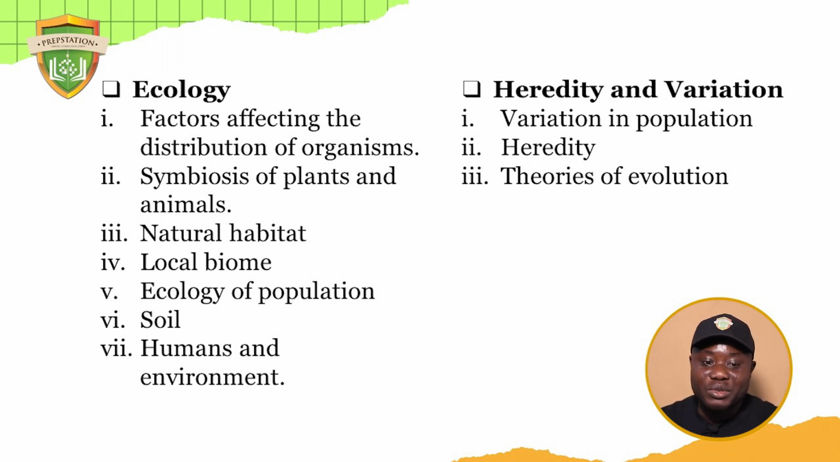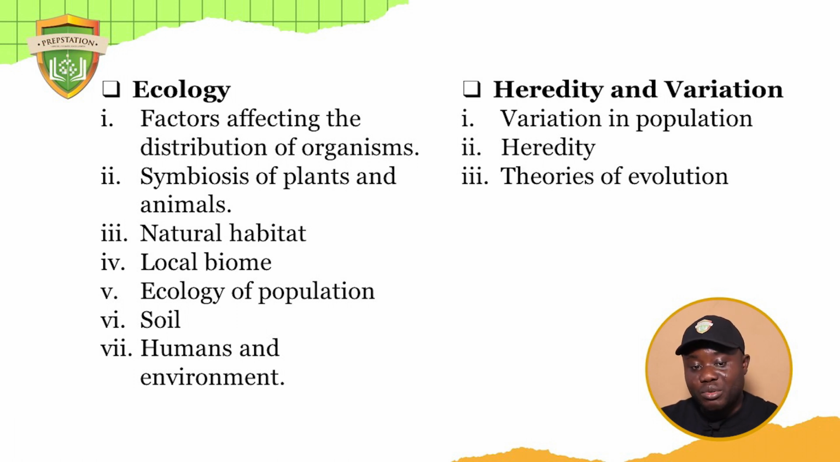Now, all of these topics are majorly what you would have done in SS1 and SS2. So they are nothing big. So I want you to stay with me. Now, we also look at symbiosis of plants and animals. We look at the natural habitat. We look at local biome. We look at ecology of population. We talk about soil, human and environment, heredity and variation.